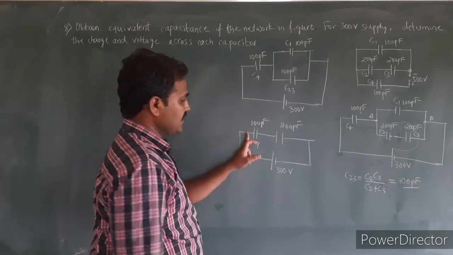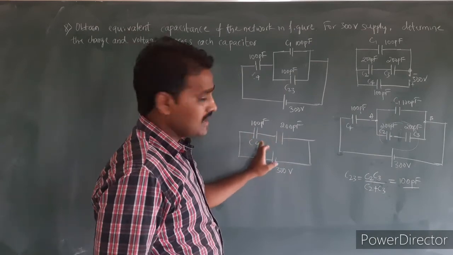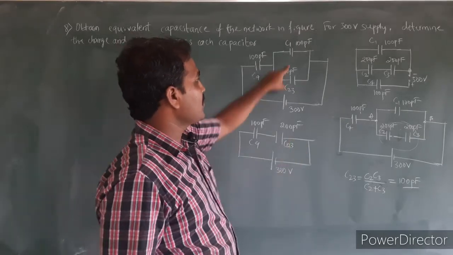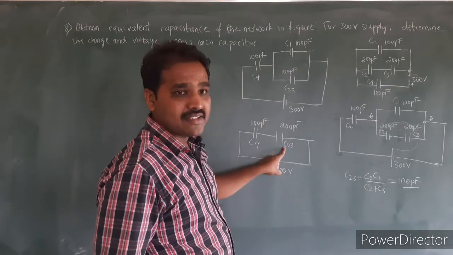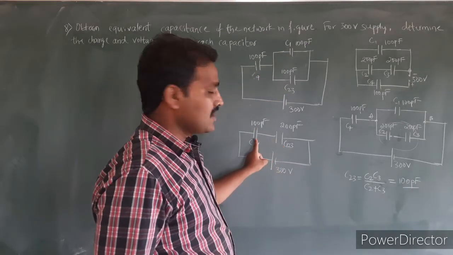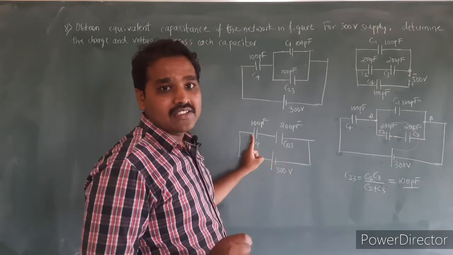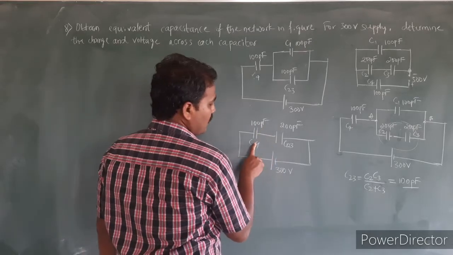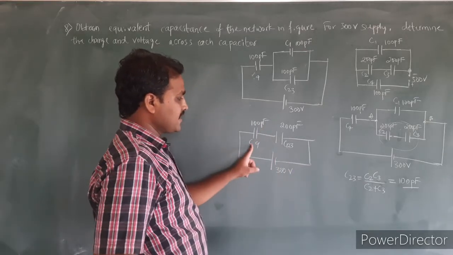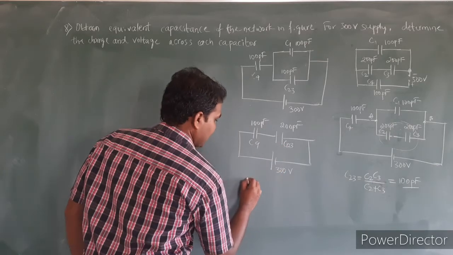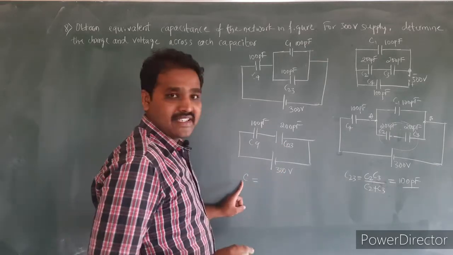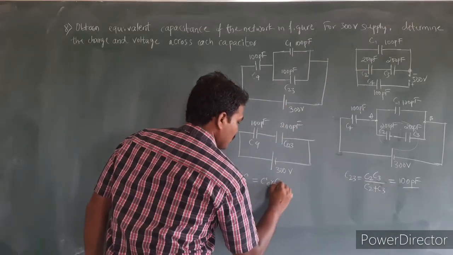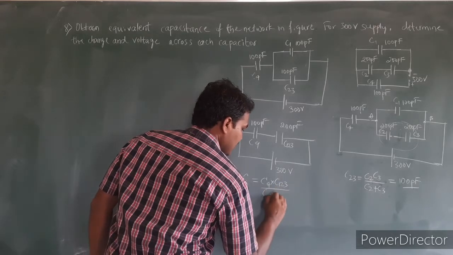Then these two are in a series combination. The effective capacitance of C1 and C23, I call it C123. Then to find the net effective capacitance of the total combination, again I will use the formula C4 into C123 divided by C4 plus C123. Let me write, C is the effective capacitance of this network. C is equal to C4 into C123 divided by C4 plus C123.